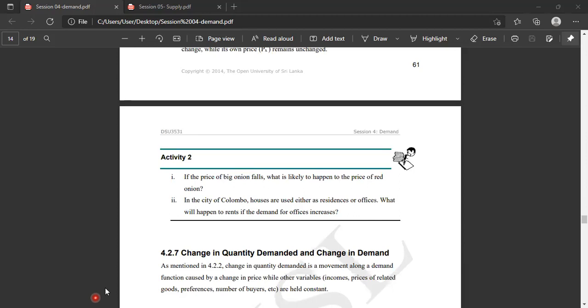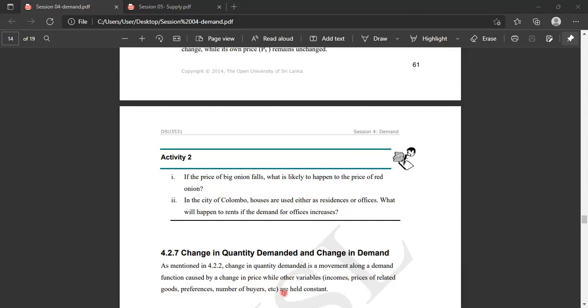If the price of big onion falls, what is likely to happen to the price of red onion? Can you tell the answer quickly? It will increase. If the price of big onion falls, what is likely to happen to the price of red onion? So see this, the price of big onion falls. What is likely to happen to the price of red onion?